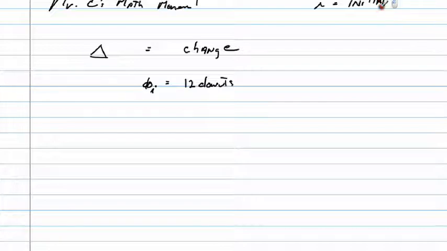I gave you in class the story about how Mrs. C had me go pick up 12 donuts. And let's call those donuts D-O's for donuts. I initially bought, initially meaning start, 12 donuts. And again, the little i on the bottom stands for initial or starting.